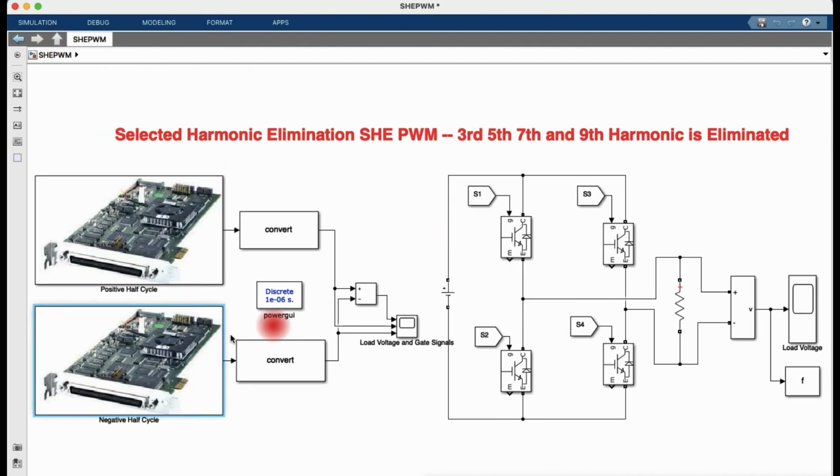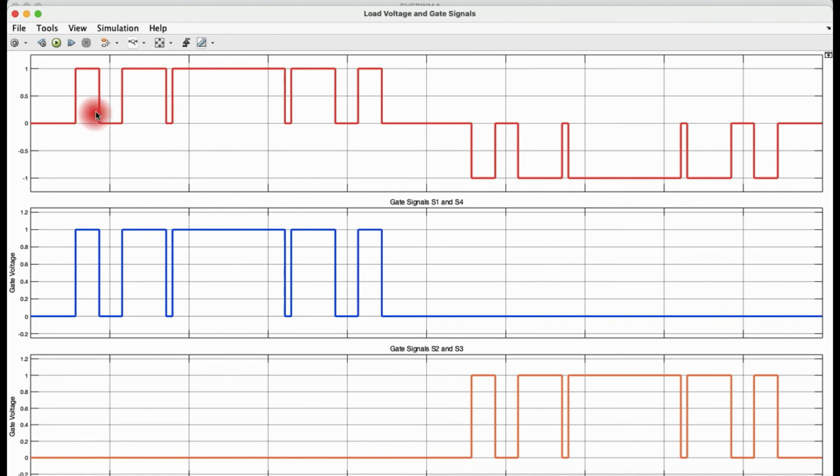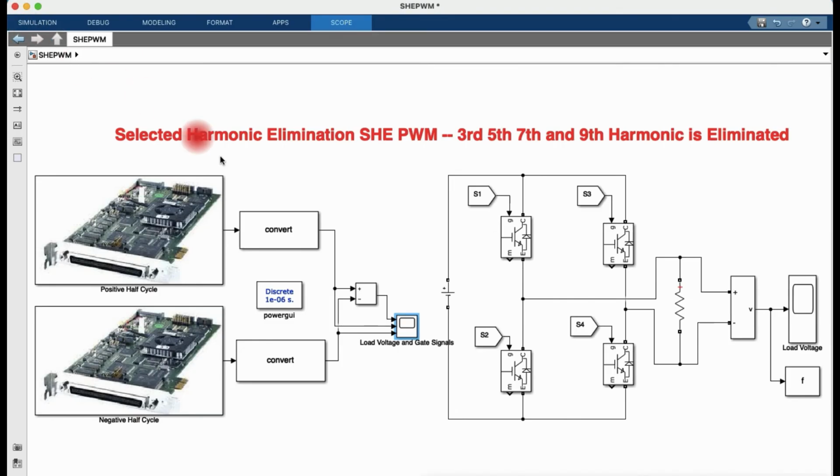Okay, so we are getting the signals from here, and we are converting its data type with the help of these two blocks just for the display. Otherwise you can directly put them on the switches. So now let's look at the voltage waveform that we are going to get from here. Here you can see this is the waveform that we have obtained.